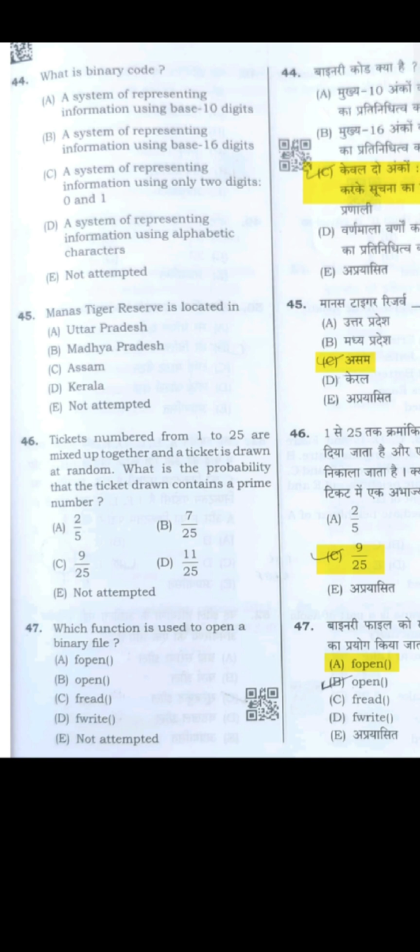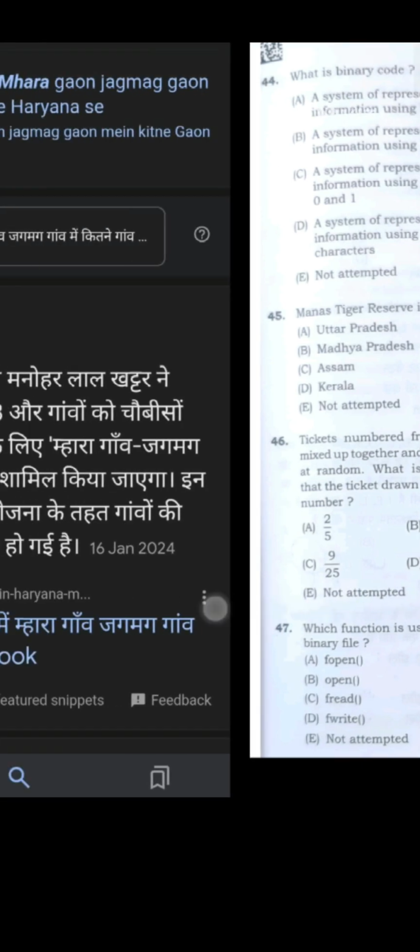Binary code is what? A system of representing information using the two digits 0 and 1. That is right, yes. Which function is used to open a binary file? fopen, and this is simple. So fopen, that option is right.